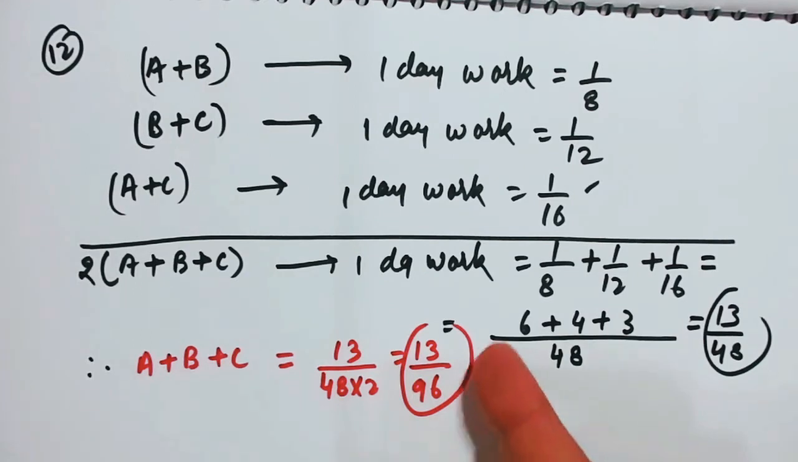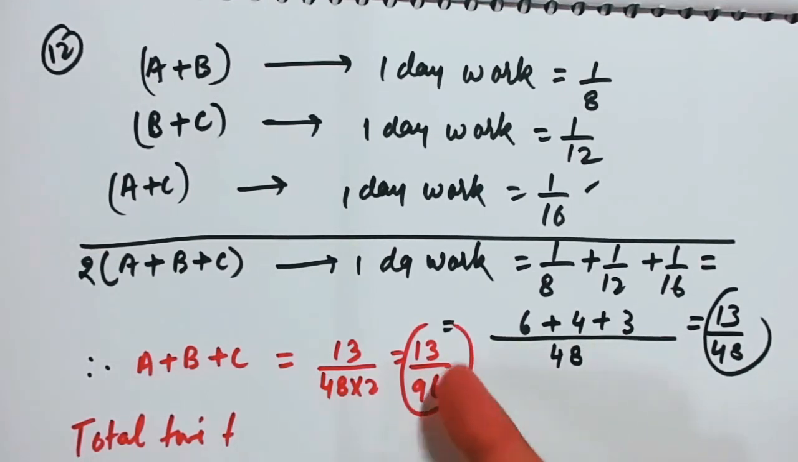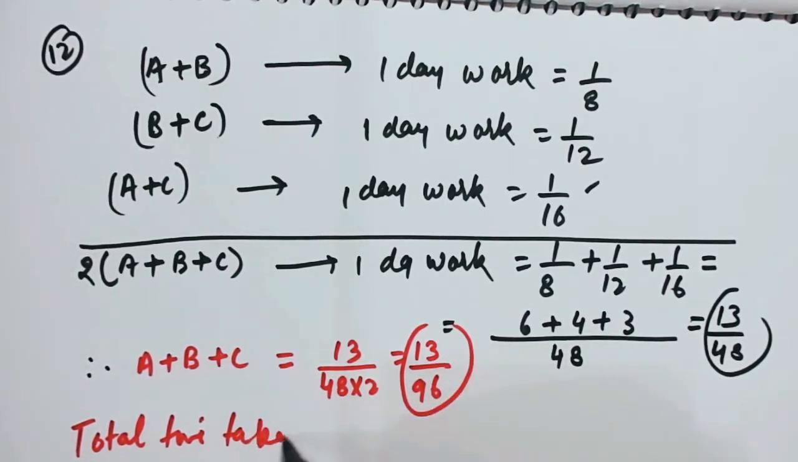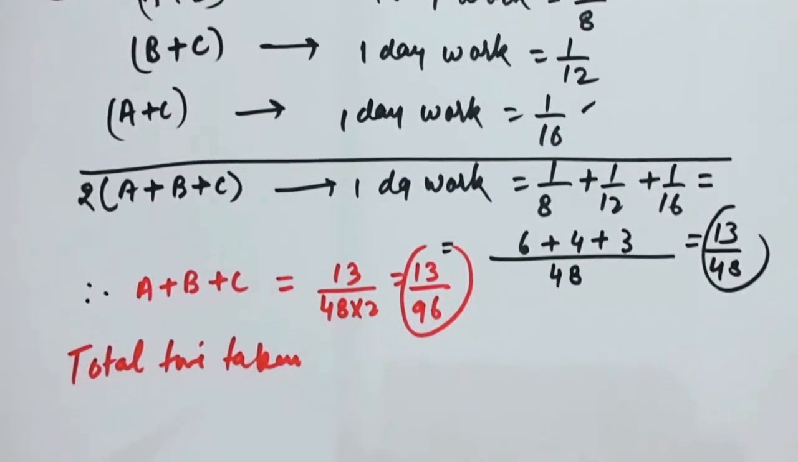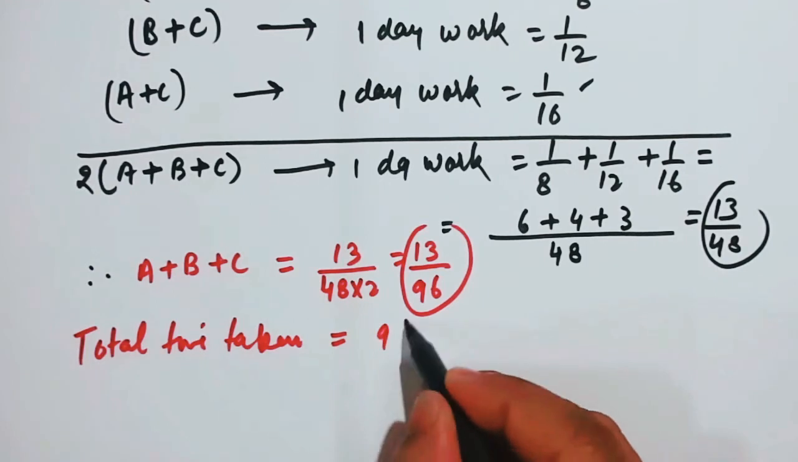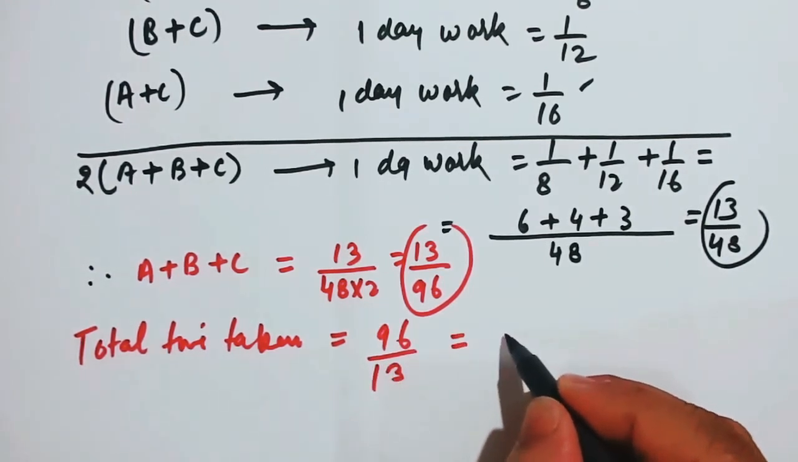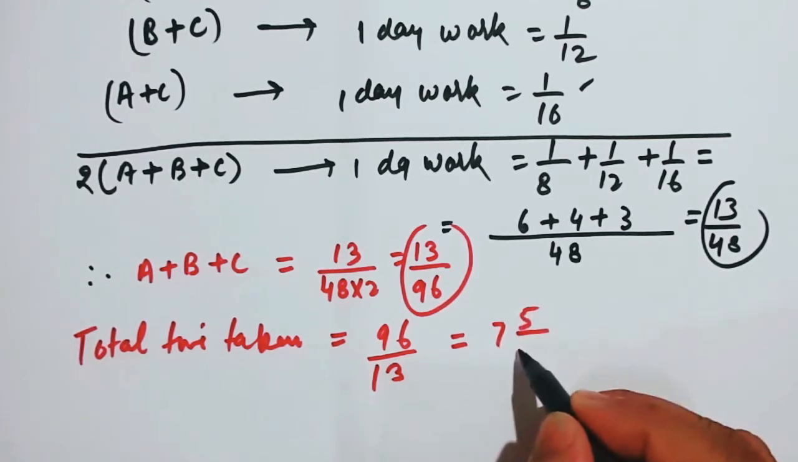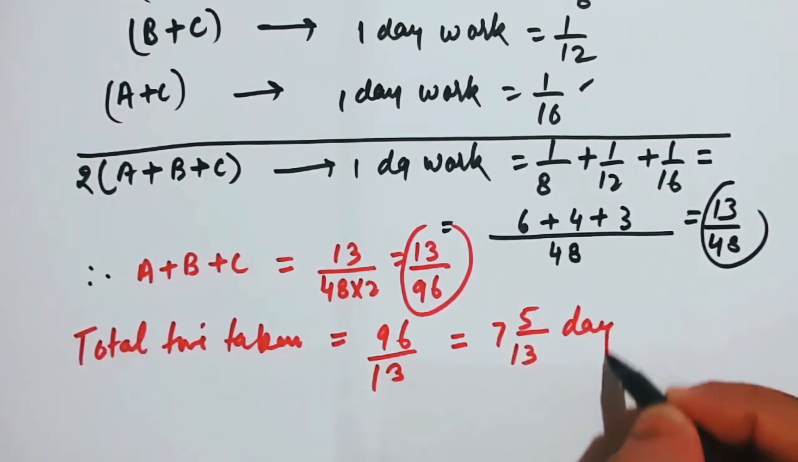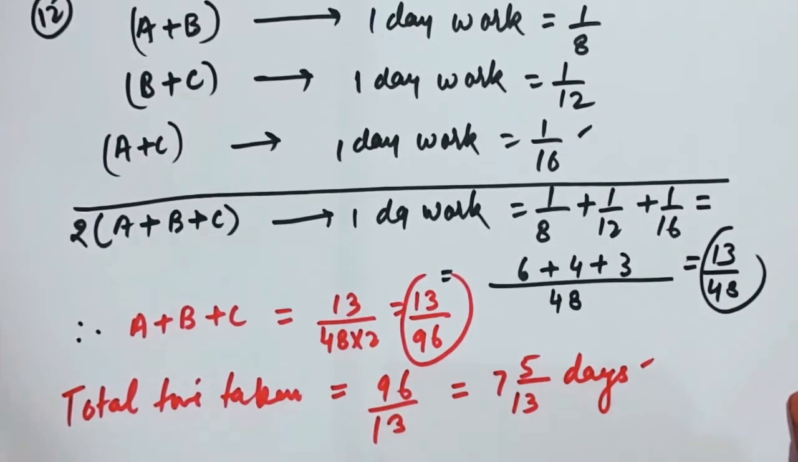So therefore the total time taken, this is the amount of work done, so total time taken will be equal to 96 by 13. 96 by 13 is equal to 7 5 by 13 days.